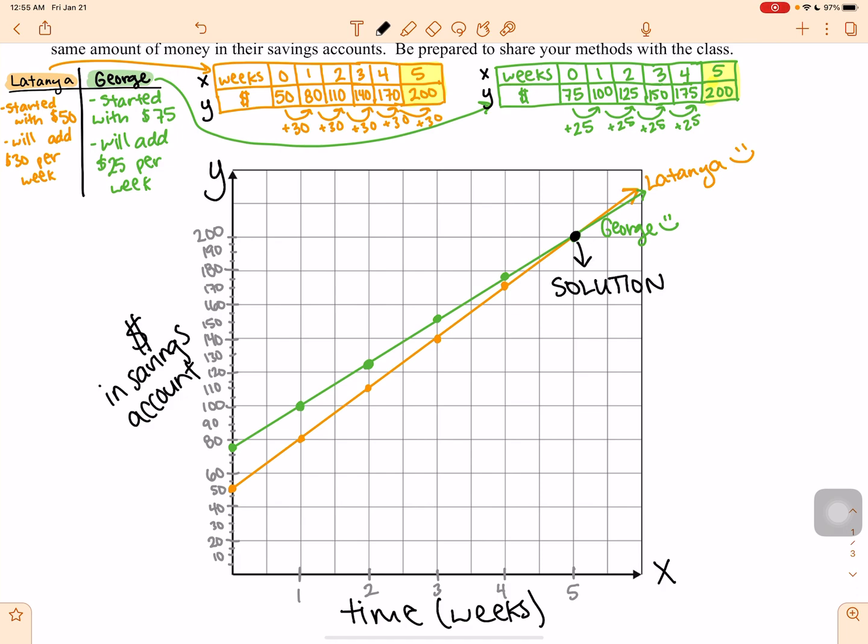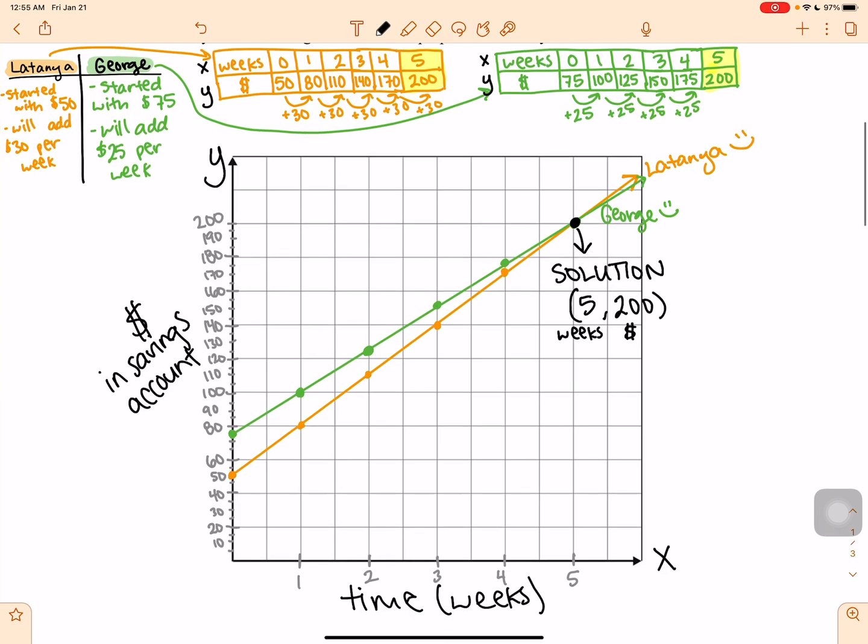Now, this solution is a point. This point is 5, 200. The x-axis represents weeks. So this is 5 weeks, $200. So we can write this as a sentence.